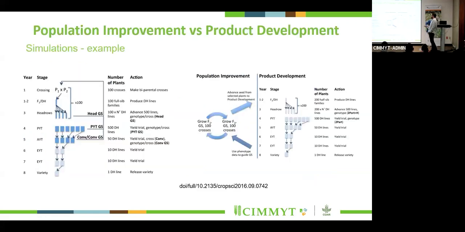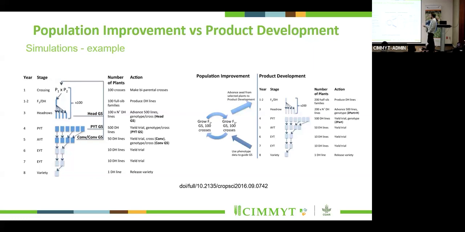This is a very broad example that was one of the earlier papers using this. It was a simulation on whether it's better to separate population improvement from product development. So here we have a conventional breeding program. In cross, we go down to the head rows, the third year, preliminary, advanced yield trial, and so on, a variety in 8 years. How many crosses you make, and then there are some options as to incorporating genomic selection. You could do genomic selection on the head rows, the preliminary yield trials, or later on.